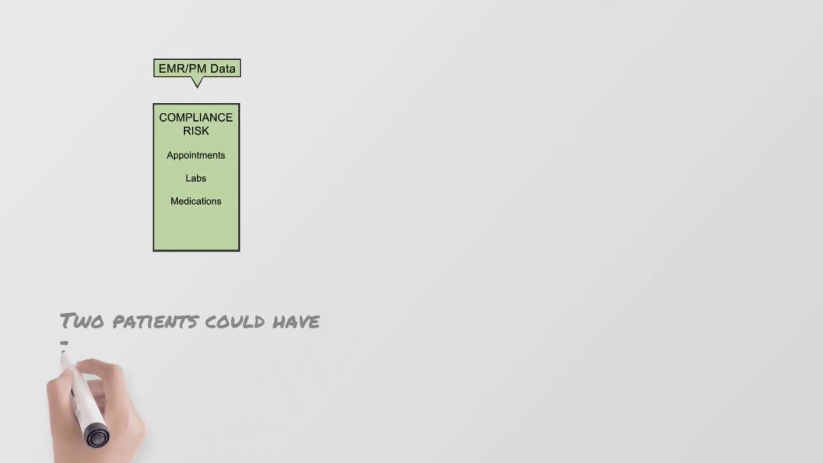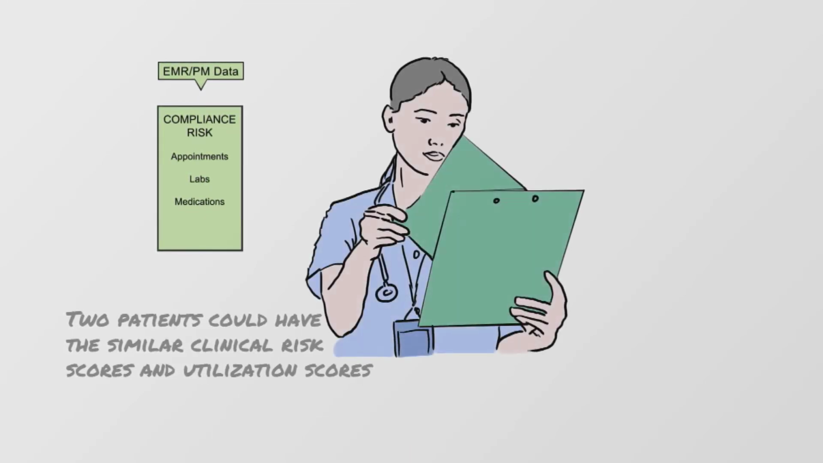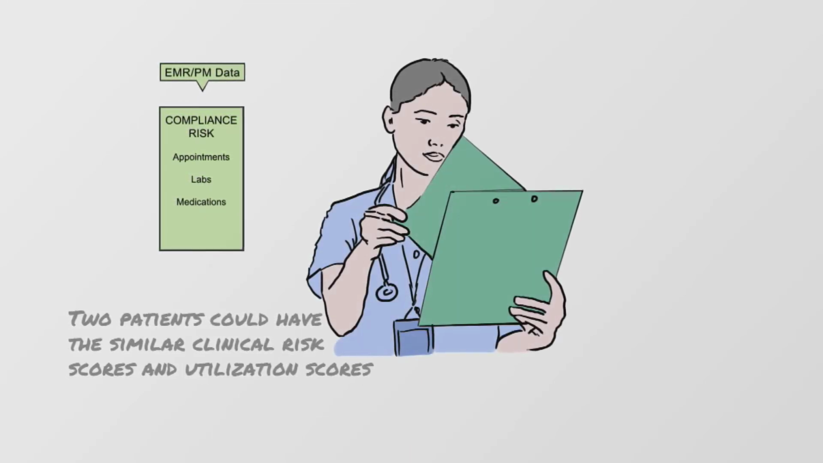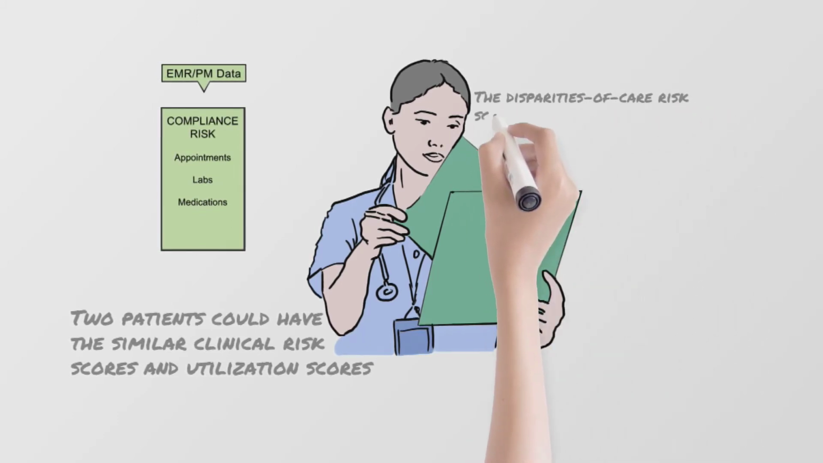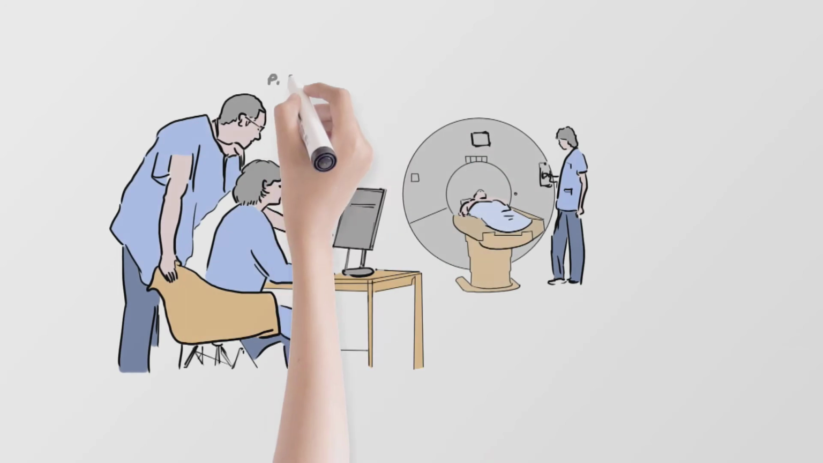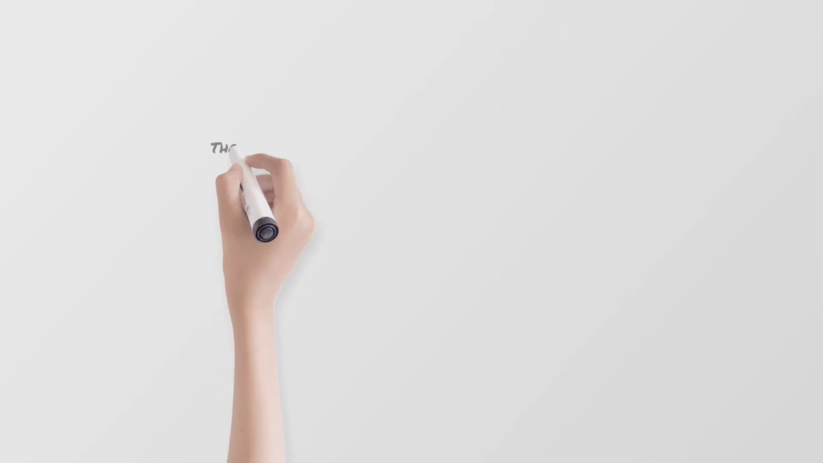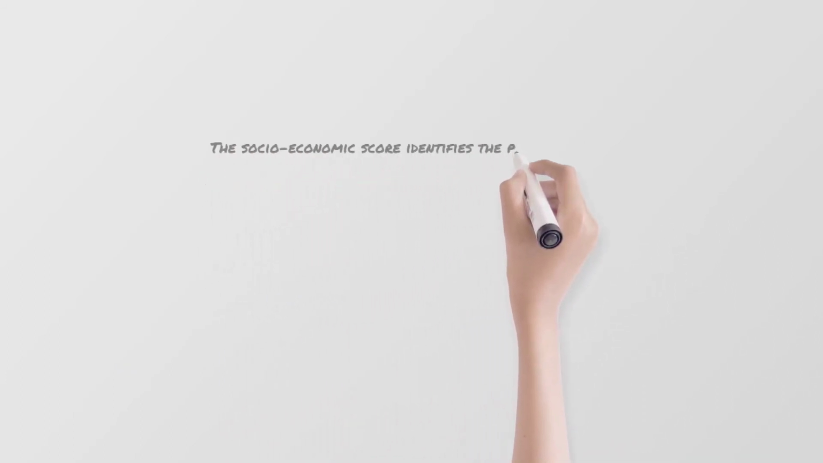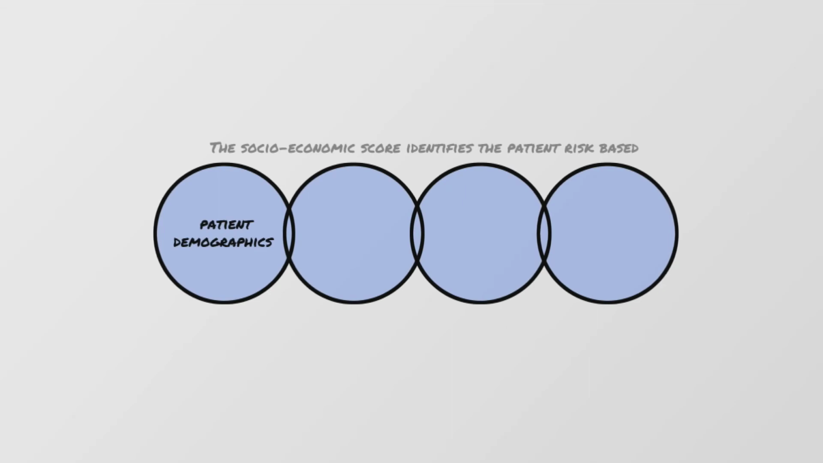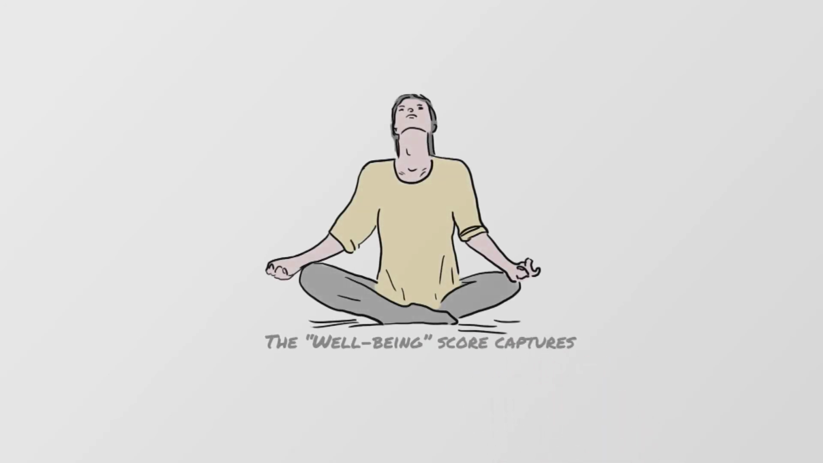Two patients could have similar clinical risk scores and utilization scores, but one patient could be more non-compliant to evidence-based care than the other. The disparities of care risk score captures this non-compliance risk by patient. PSCI identifies the access to care risk based on patient location, availability of urgent care, type of insurance, and other factors. The socioeconomic score identifies the patient risk based on patient demographics like income, education, and family structure. The well-being score captures the state of mental well-being of a patient.